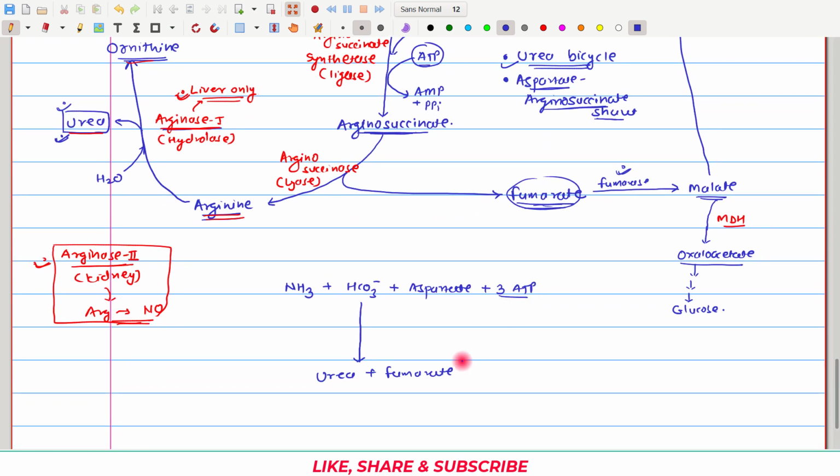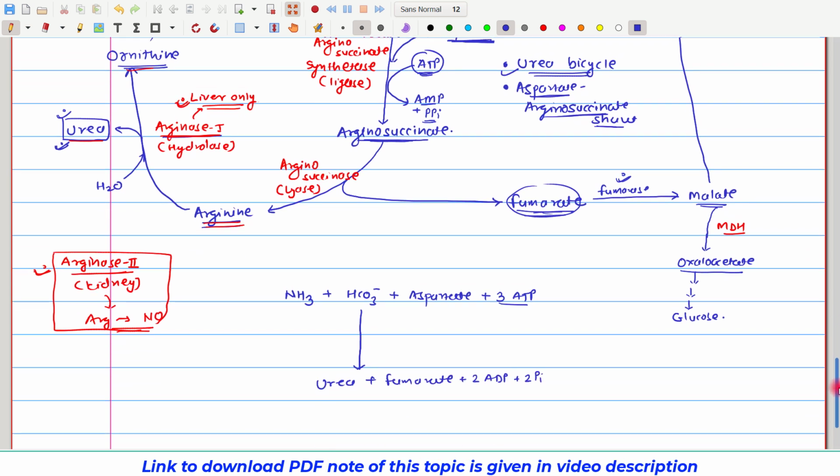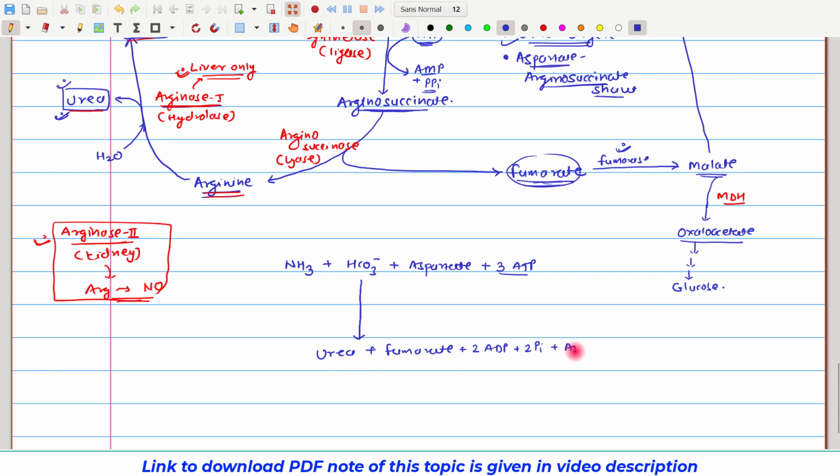So out of these 3 ATPs, we are breaking down 2 ATPs in the form of 2 ADP and 2 inorganic phosphates. But this third ATP is converted to AMP plus pyrophosphate. So we get 1 molecule of adenosine monophosphate and 1 molecule of pyrophosphate, right. And along with that, 1 water molecule is added. So we have to add it over here. So the entire urea cycle can be written as this simple one-step reaction.